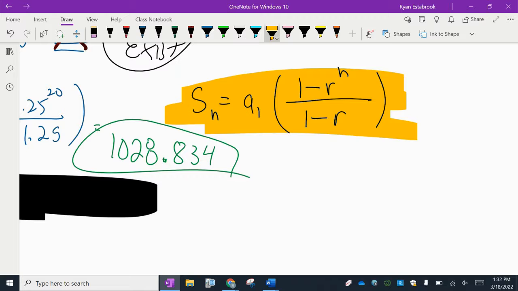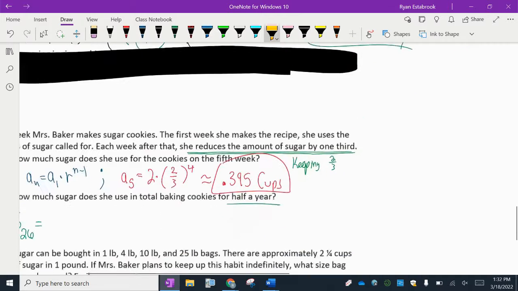In the first week, how many cups of sugar? 2. So a sub 1 is 2. What is the r value? 2/3. And then what is n going to be? 26. So there's 26 weeks in half of a year.